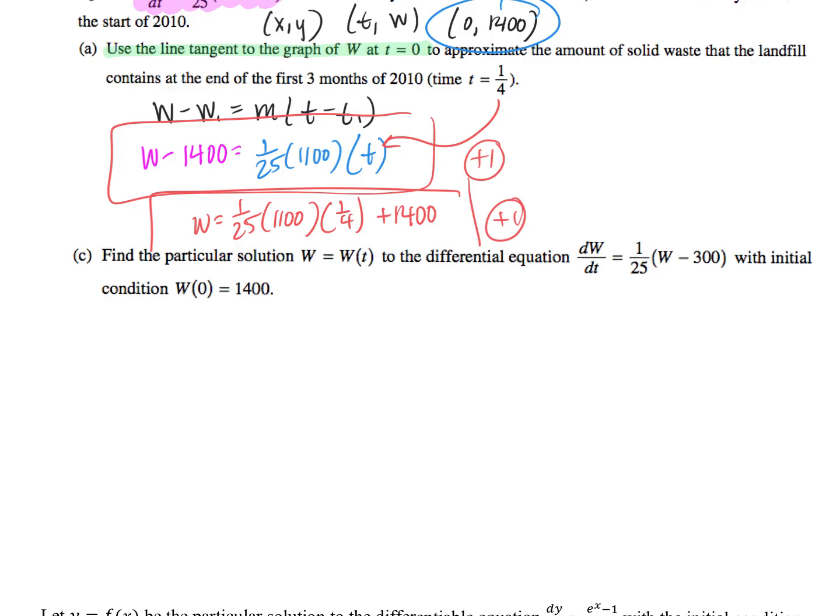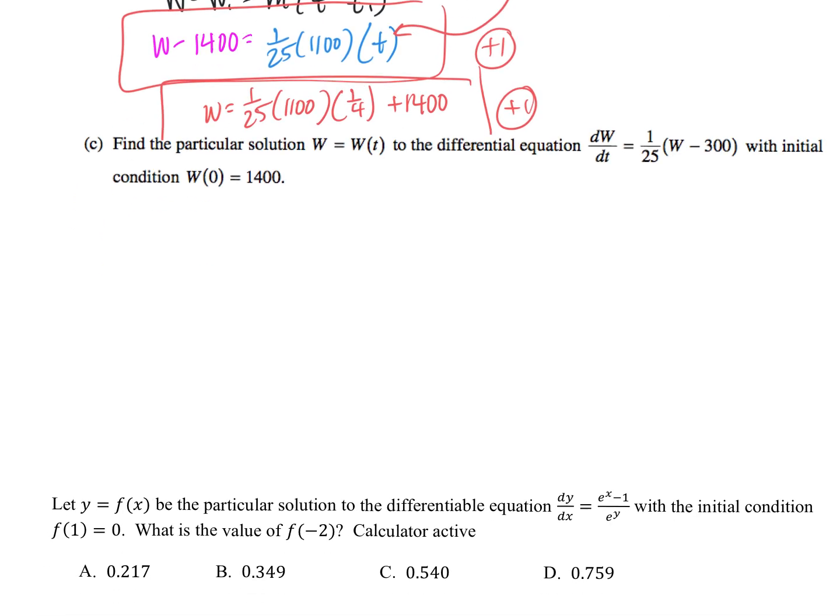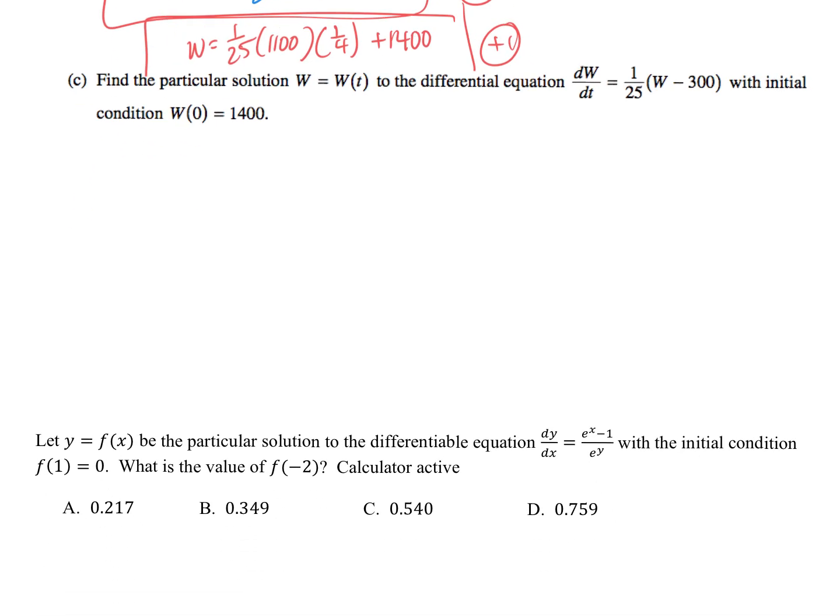Find the particular solution W that has this derivative. Do you agree that going from a derivative to W, we have to integrate? But before I can integrate, we have to separate those variables. What's that going to look like? 1 over W minus 300. Keep my W's on that side, so I'd say dW. What's left on the right side?